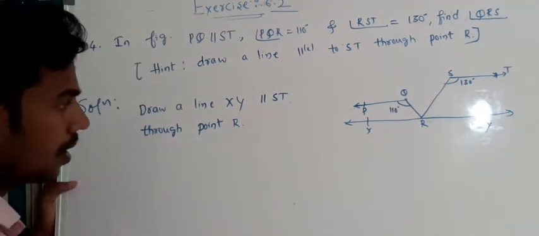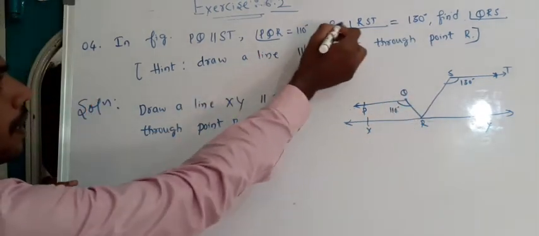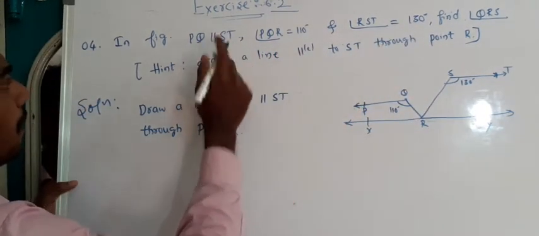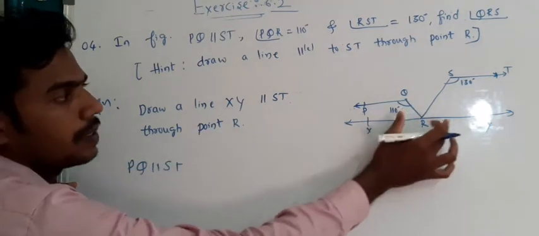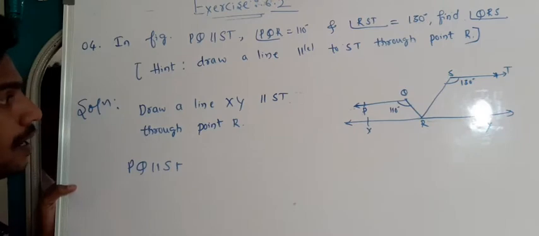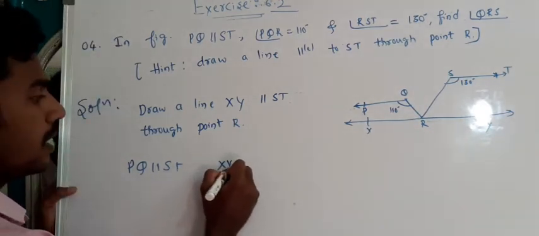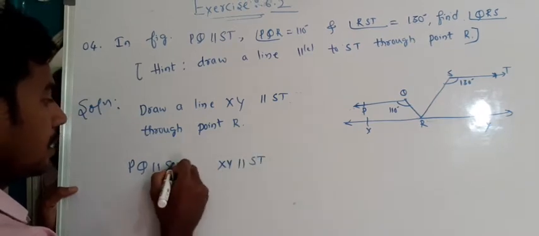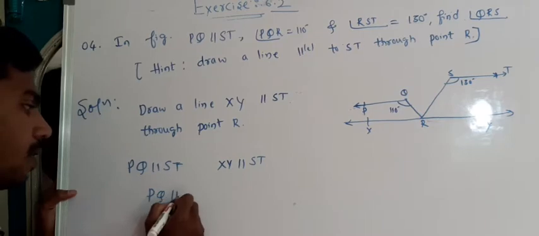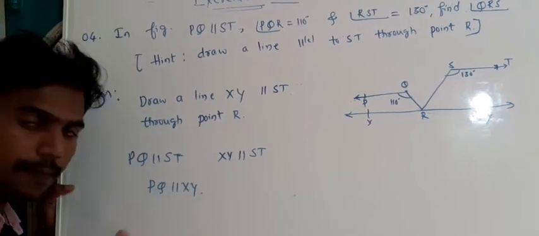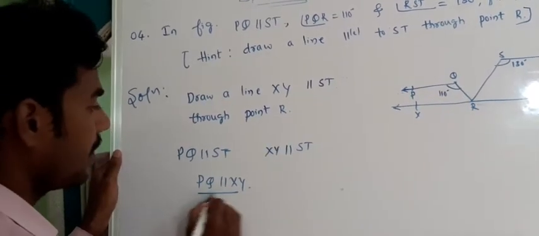Now, since it is given that PQ is parallel to ST, and through the construction we did, XY is parallel to ST. Now what can I write? PQ is parallel to XY, because if two lines are parallel to the same line, then the two lines are parallel to each other. That only I have written now.